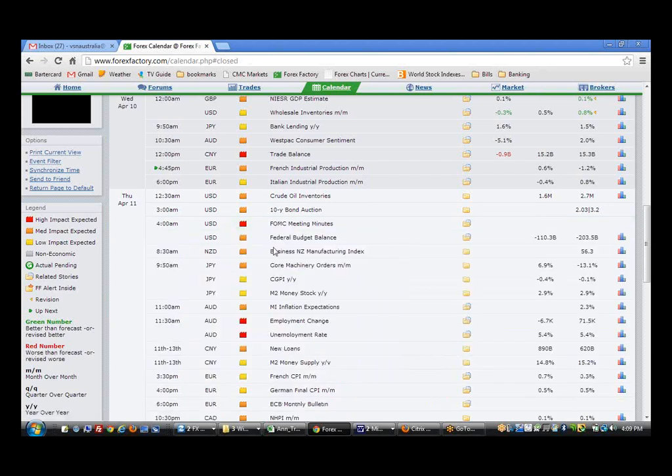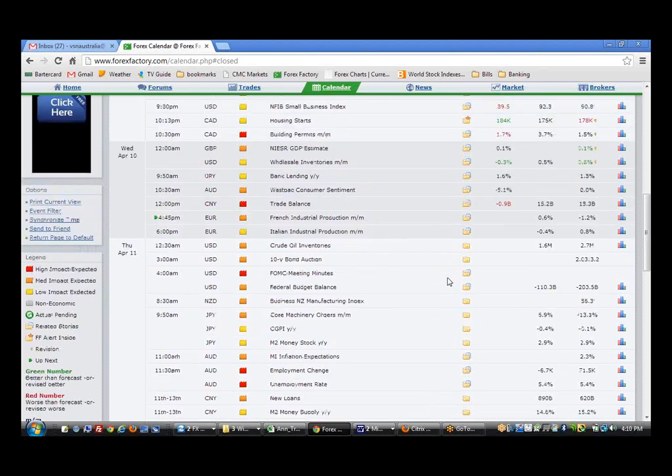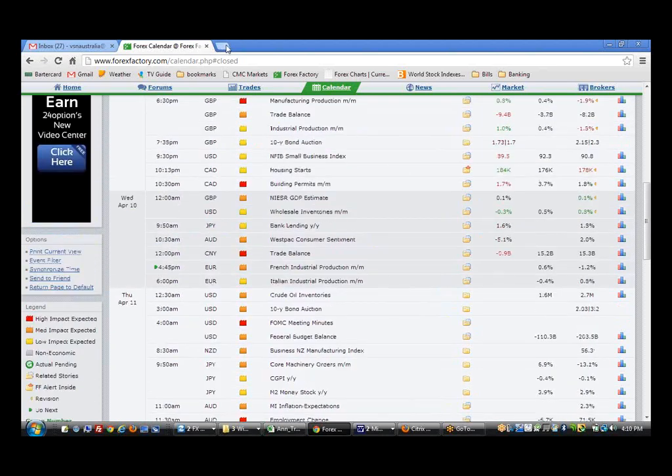And that's pretty much it. Then there's also the federal budget balance, which is another medium one that may affect the U.S. market also. That's about it, and then the next report will be for the next day. So that's what we look for with the macro fundamentals, the calendar.